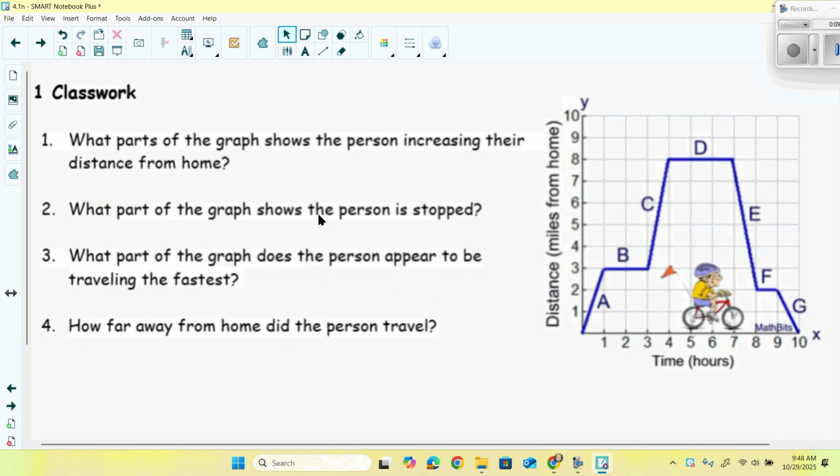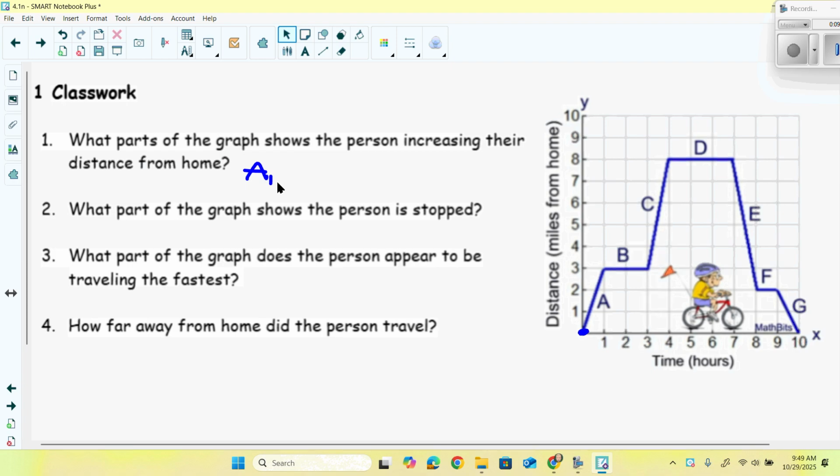Okay, let's try to apply some of this. So in our classwork, we talk about what parts of the graph show the person increasing their distance from home. So their distance from home at 0 seconds is 0 miles. They're nowhere away from their house because they haven't started traveling. Once they start traveling, as time goes by, the dependent variable, distance from home, is increasing. They're leaving their home. So what part of the graph shows increasing? This is an increase from home. A works. B is not increasing or decreasing. It's remaining 3 miles from home. So we wouldn't count that.